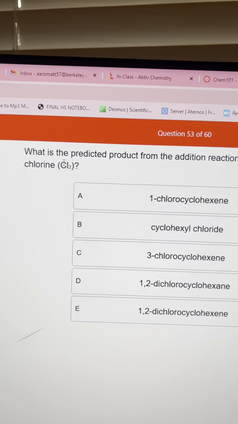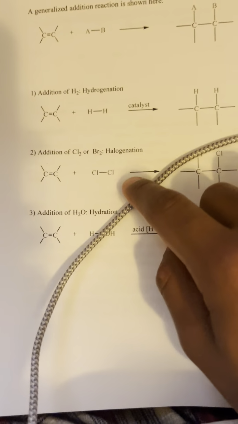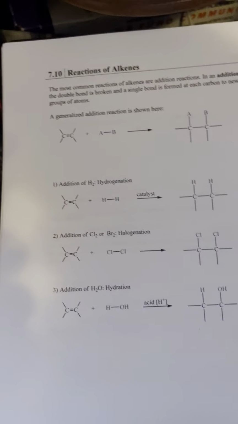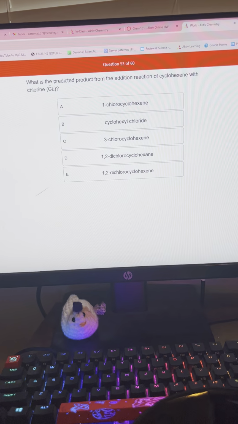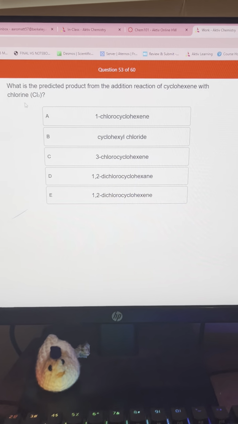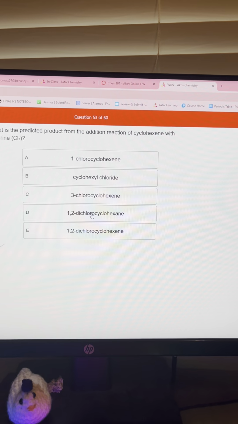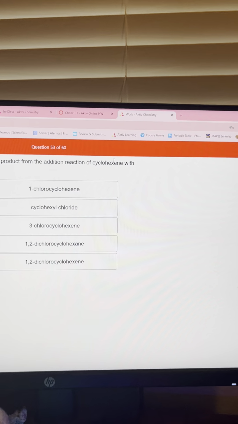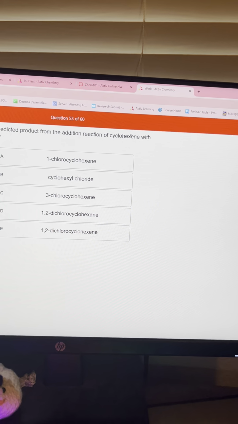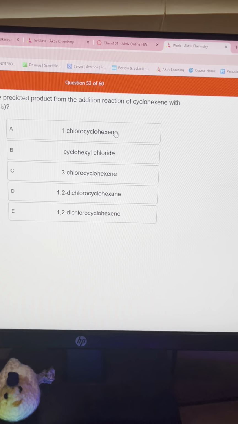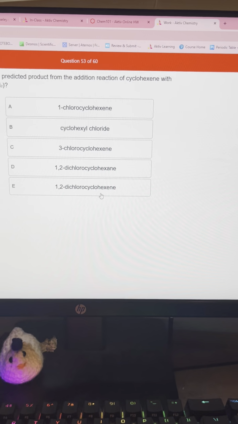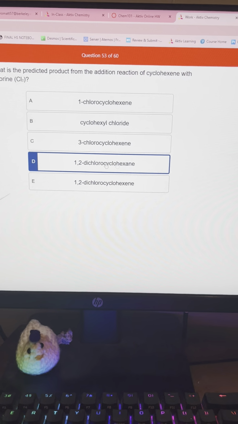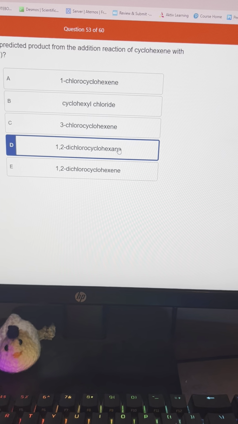But there's chlorine here, so we're working with a halogenation reaction. So what that tells us is that 2 chlorines are going to be added, and our double bond is being removed. So this is going from an ene to an ane. This one doesn't have an ane at the end. This one doesn't. This one doesn't. So automatically we can know this is this one, because that one is the only one with the ane.